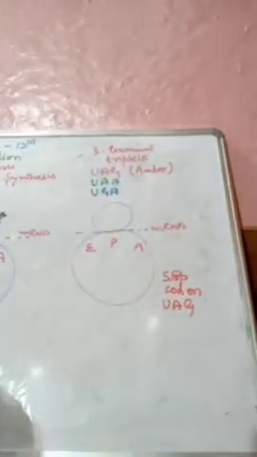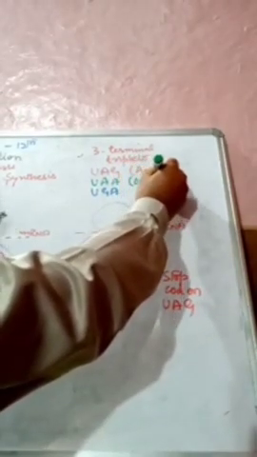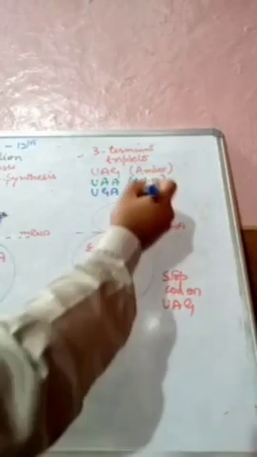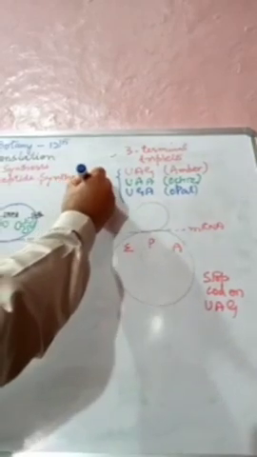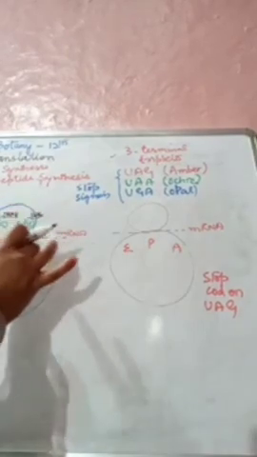UAG is also called amber. UAA is also called ochre, and UGA is also called opal. These three are also called stop signals.